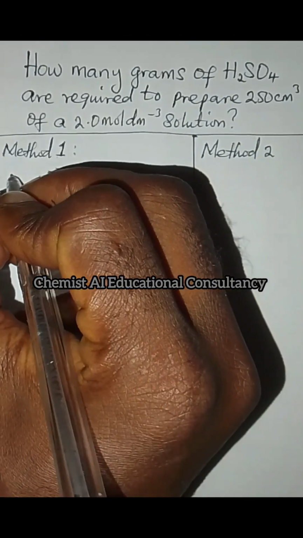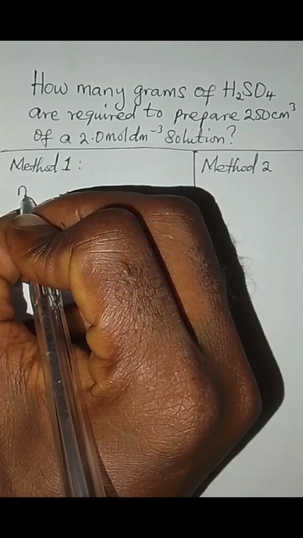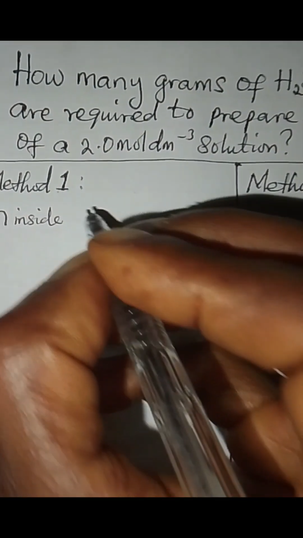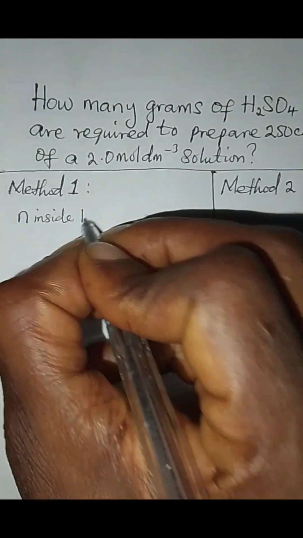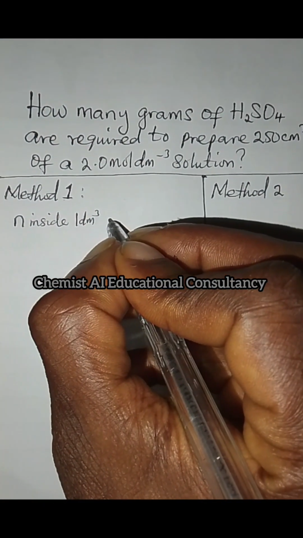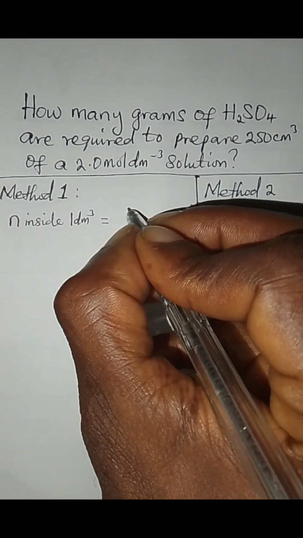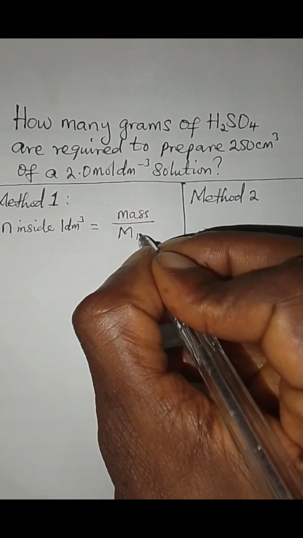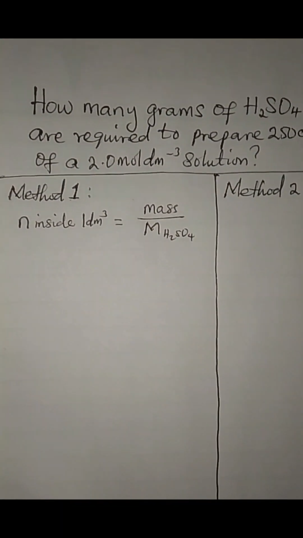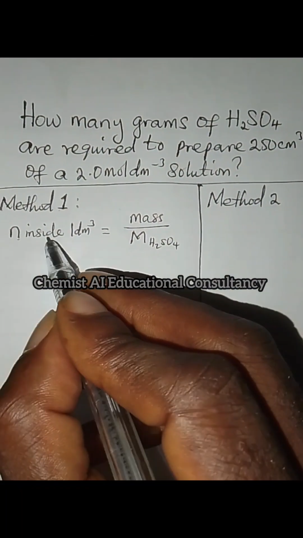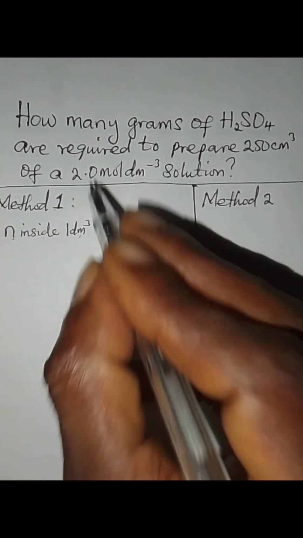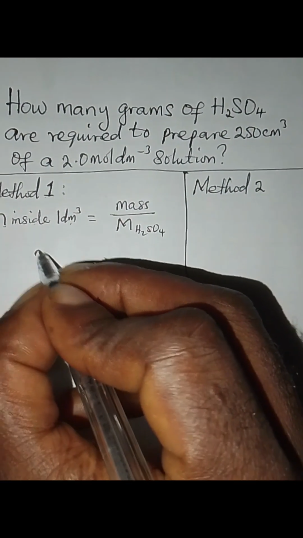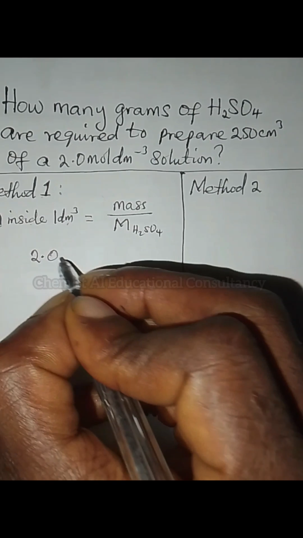Now, method 1. You recall that number of mole inside 1 dm cube is the same thing as reactive mass of the substance divided by molar mass or formula mass, right? Where the reactive mass is the mass present in 1000 cm cube or 1 dm cube, not actually the mass present in 250 cm cube. Now, the number of mole according to the concentration there is 2 moles per dm cube. So, number of moles, 2 moles, equals mass over molar mass.